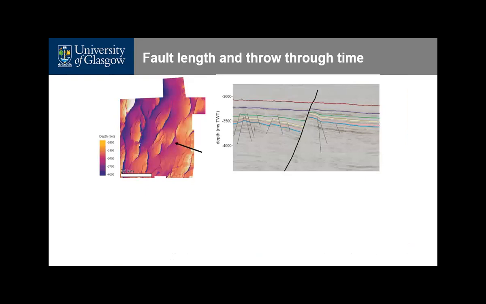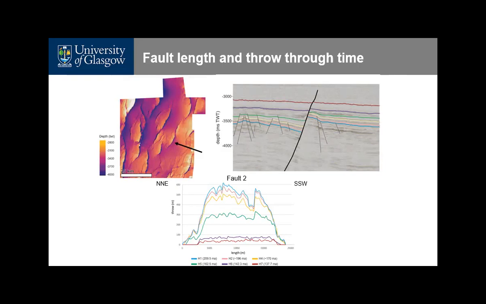Now this is a surface. So when you use seismic data, you can pick a surface across the entire cube and then just look at it from the top. So this is a surface from the bottom of the syn-rift. This is that fault right there. And then this here is the length and throw plot across the fault, going from the north-northeast on this side down to the south-southwest on that side.